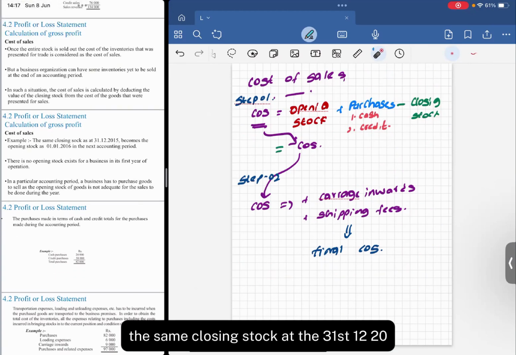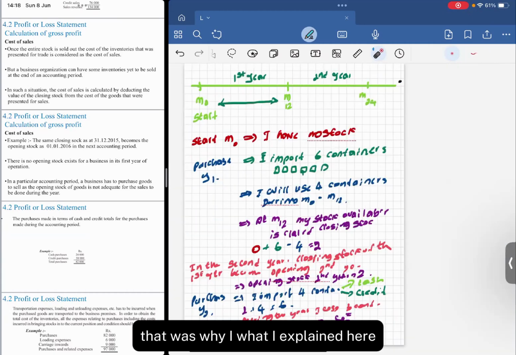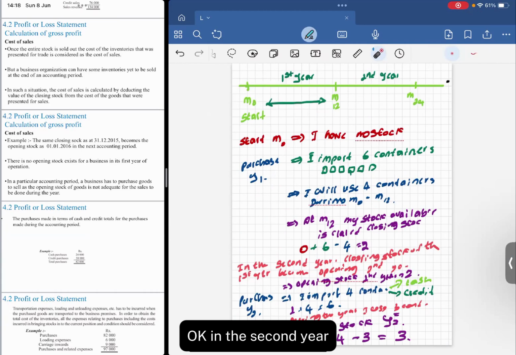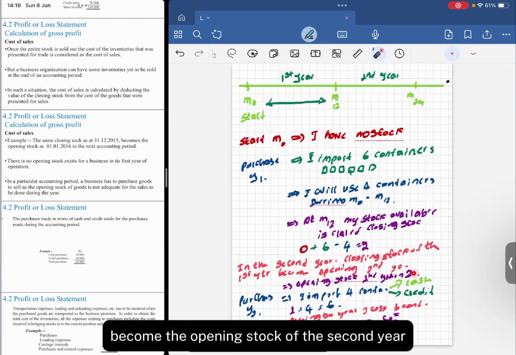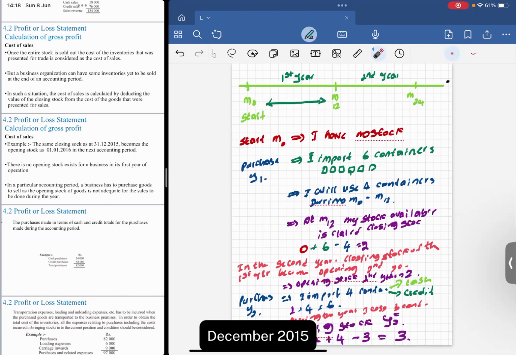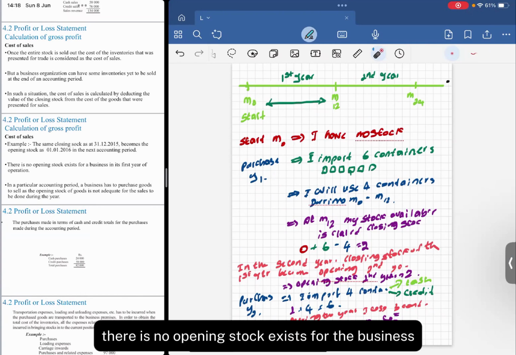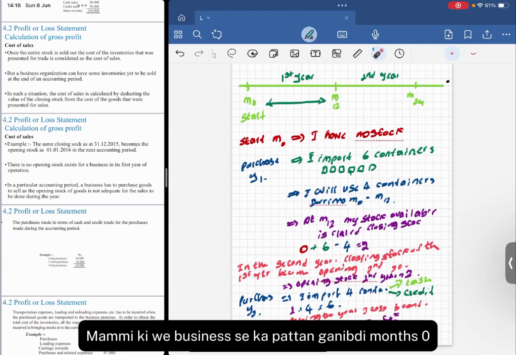The same closing stock at the 31st December 2015 becomes the opening stock of 1st Jan 2016 in the next accounting period. That is what I explained here. In the second year, the closing stock of the first year becomes the opening stock of the second year. There is no opening stock for the business in the first year of operation.